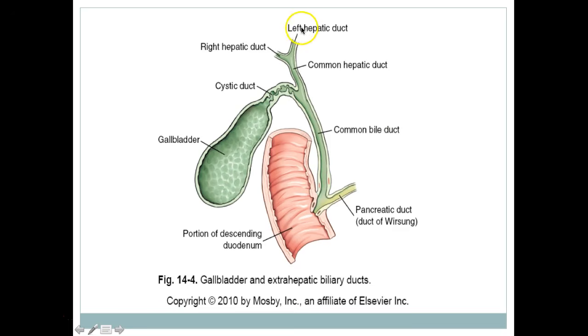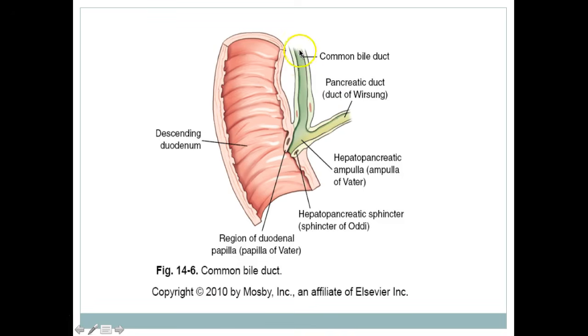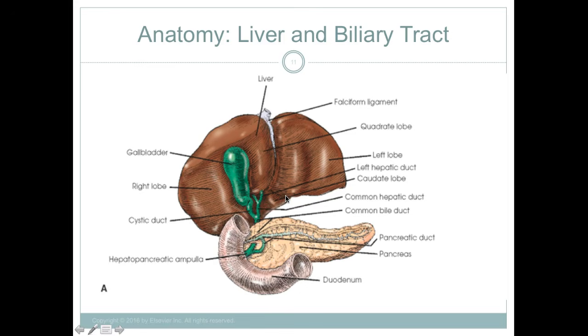So here is your left and right hepatic duct going to your common hepatic duct. Here's your cystic duct joining in with your common hepatic duct to form the common bile duct. Then you have your pancreatic duct joining together here. So this is your gallbladder, and this is the C-loop of your duodenum. So coming down the common bile duct and your pancreatic duct, we go to the ampulla of Vater, and then you have your sphincter of Oddi with your descending duodenum.